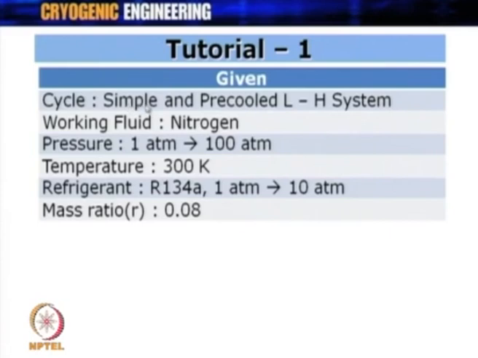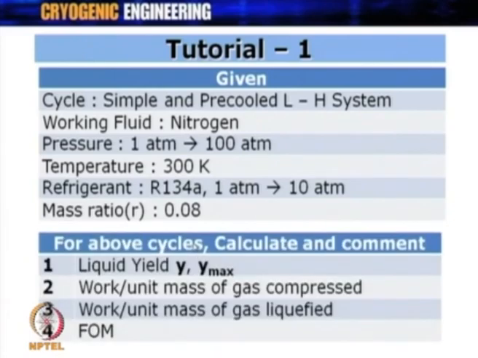We have to consider simple and pre-cooled Linde-Hampson systems, so there are two systems. The working fluid is nitrogen. The pressure for this nitrogen refrigerant is 1 atmosphere and 100 atmosphere. The temperature is 300 Kelvin for the compressor process. Then the pre-cooling circuit has a refrigerant R134A, which is compressed from 1 atmosphere to 10 atmosphere. And the mass ratio R, that is the ratio of the mass flow rate of the refrigerant to the mass flow rate of nitrogen in the primary circuit, is m dot R equal to 0.08.